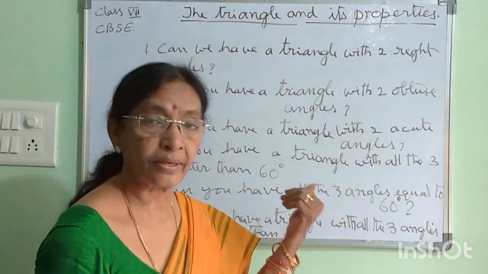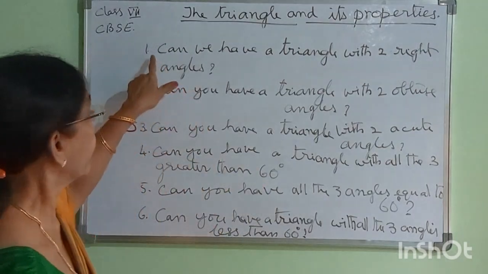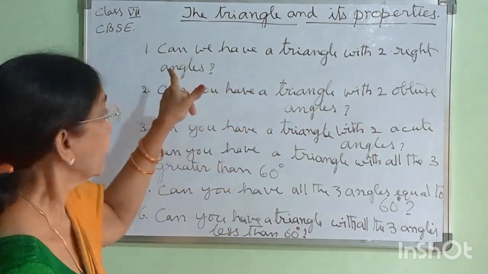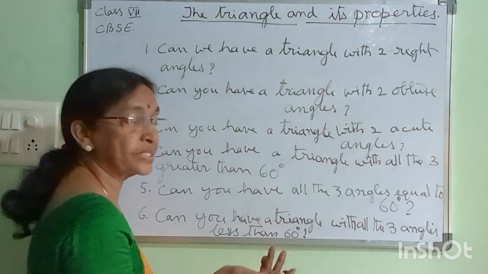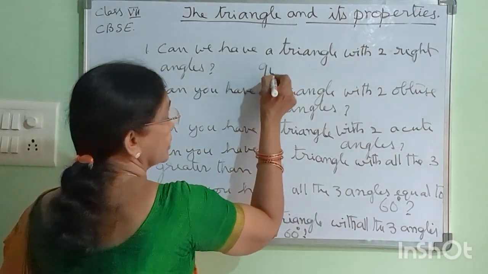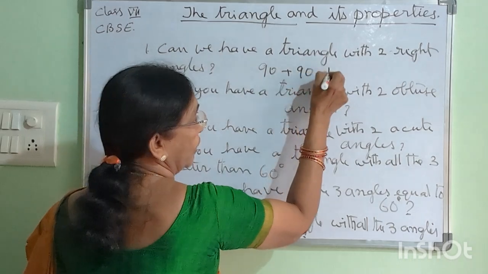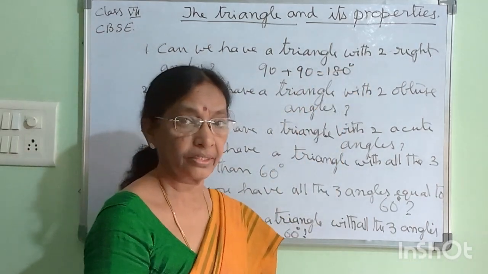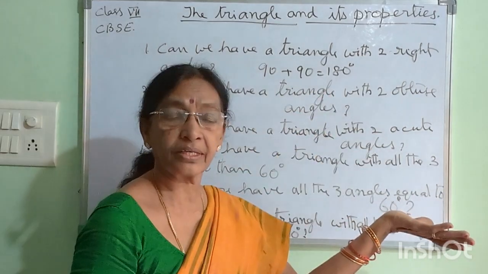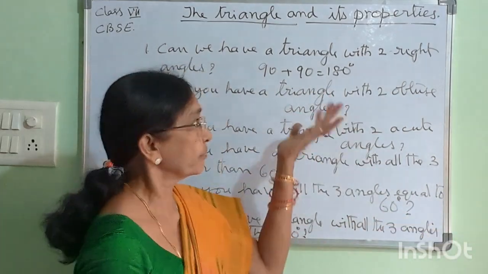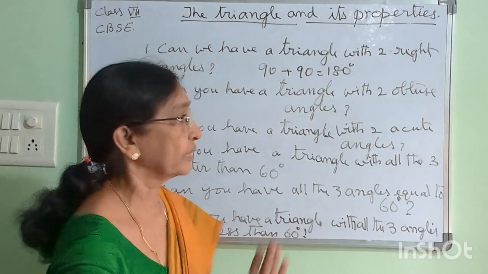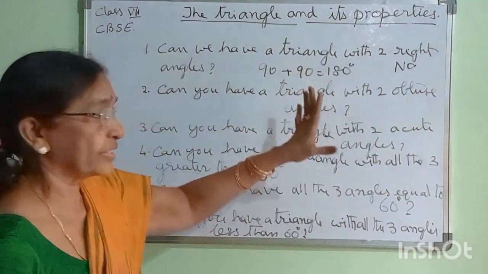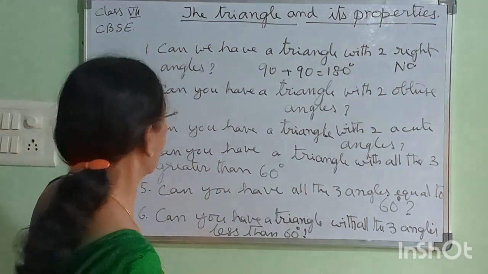Now we will discuss some facts here. Number 1, can we have a triangle with two right angles? Right angle means 90 degrees. With two right angles, sum is equal to 180 degrees. The sum of three angles of a triangle is 180 degrees. But if two angles make 180 degrees, where is the value for the third angle? Therefore, it is not possible. No. We cannot have a triangle with two right angles, only one right angle.